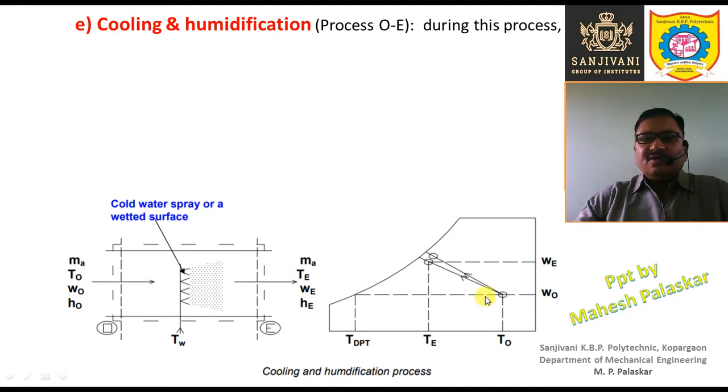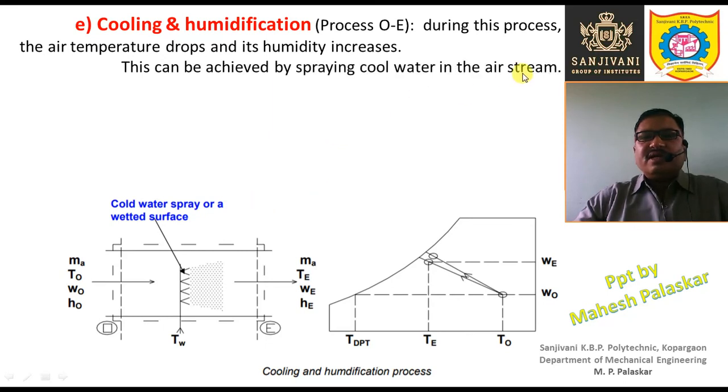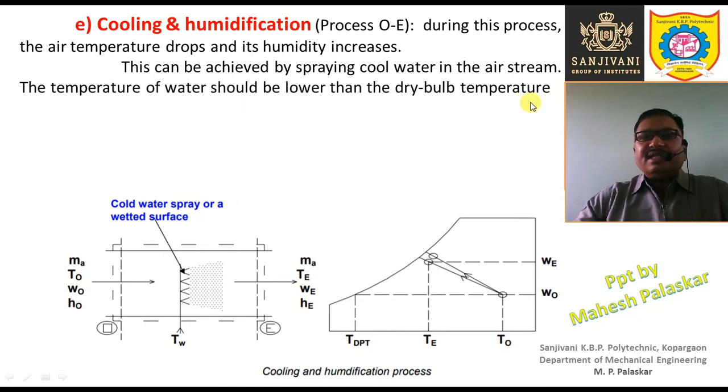This process, say OE, is the process. During this process, the air temperature drops and its humidity increases. The dry bulb temperature decreases and the specific humidity increases. This can be achieved by spraying cool water in the air stream. Cold water can be sprayed in the air stream. Okay, so due to that, the humidity is increased, and at the same time, the dry bulb temperature is also decreased. The temperature of water should be lower than the dry bulb temperature.